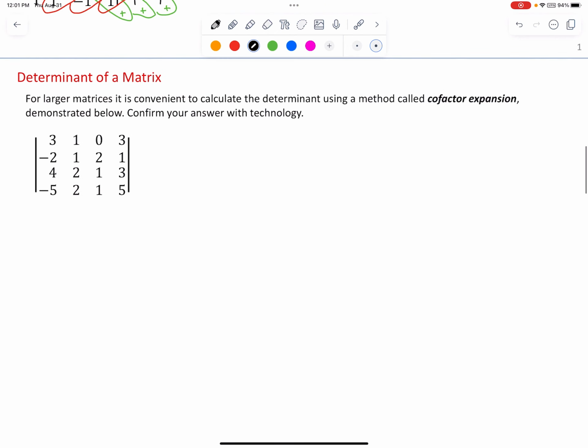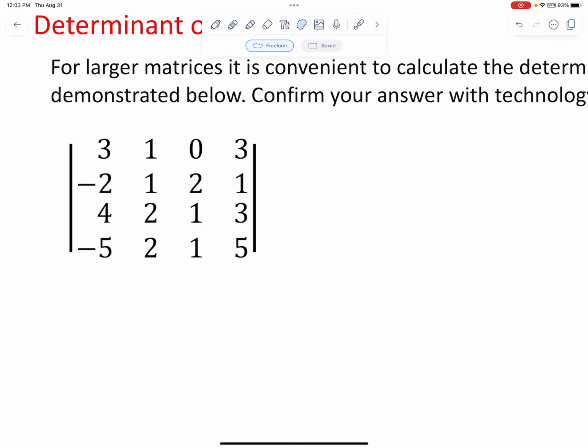Okay, so the next page. For larger matrices, it is convenient to calculate the determinant using a method called cofactor expansion, demonstrated below. Confirm your answer with technology. Okay, let's focus on this 4 by 4 matrix.